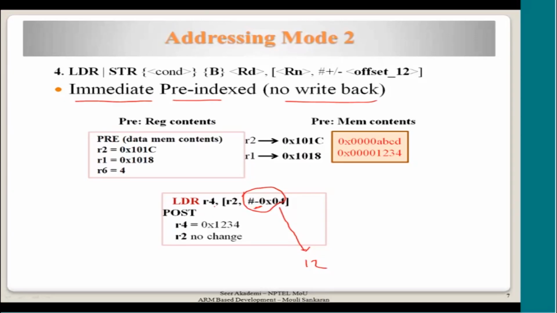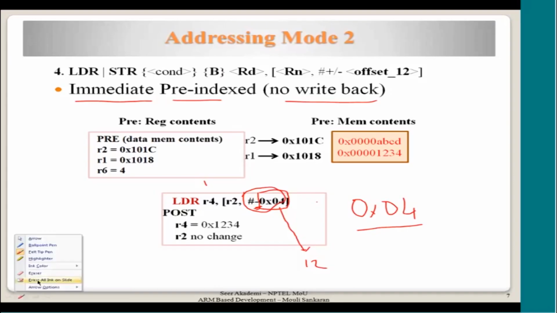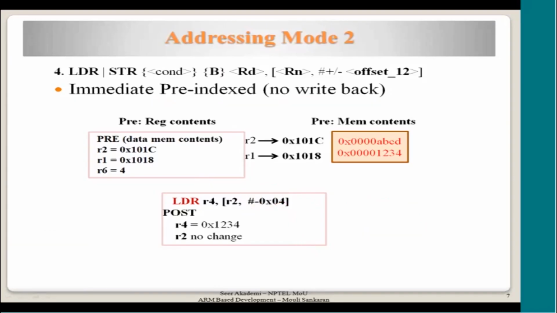But the constant stored in the instruction is just 0x04. Please don't think that the 2's complement of this will be found and stored in the instruction. No, the incrementing or decrementing operation is performed inside the processor. So this plus or minus will be considered and then one of the bits will be set or reset. I explained this in the last class. So what happens? This 0x4 is stored as an immediate constant.